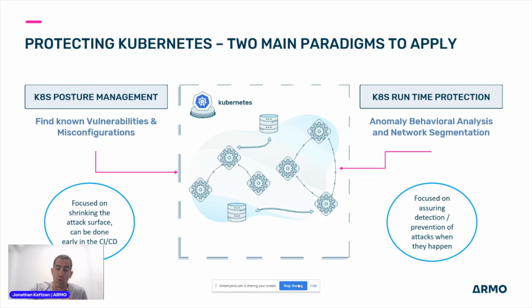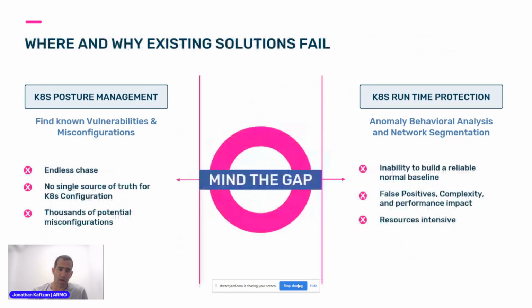Now, when we deal with runtime protection, most of the solutions today in the market are either based on what we call anomaly behavioral analysis, trying to understand if something is not normal or not behaving the way it should, which can indicate an attack, or different types of solutions that are based on network segmentation, firewall, etc. These two categories have a lot of challenges that we hear people talk about.